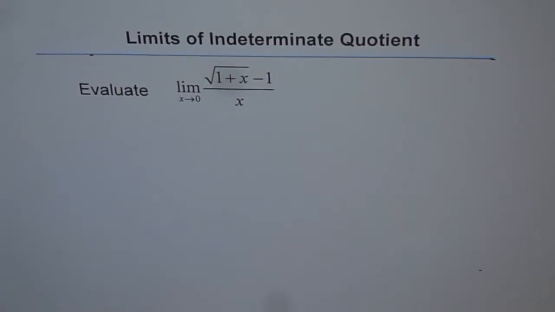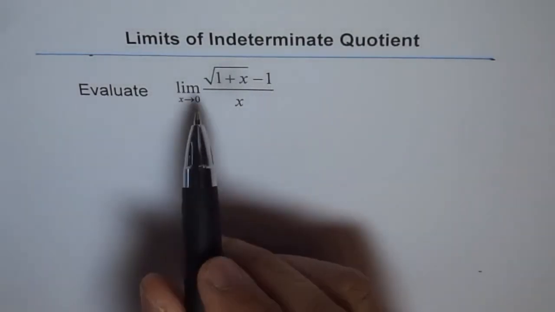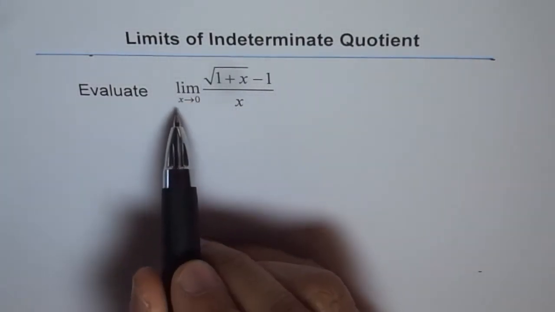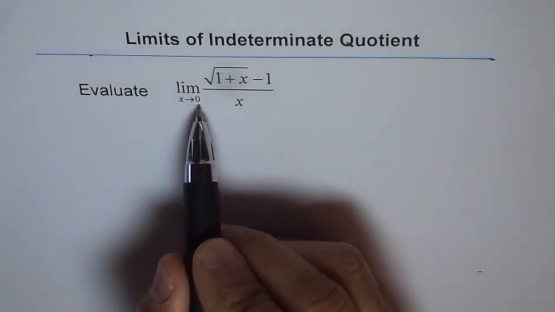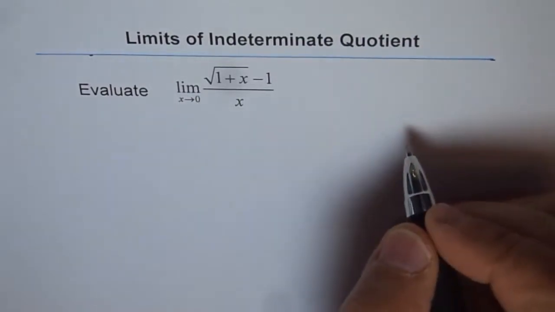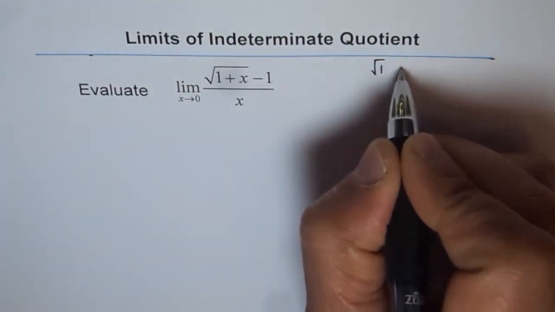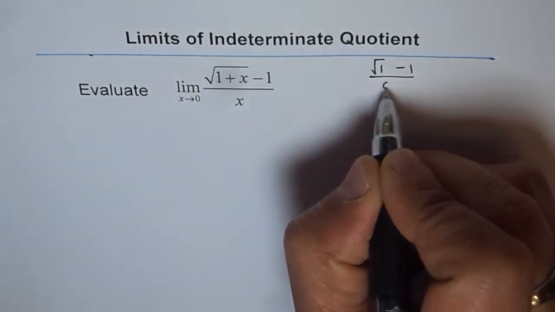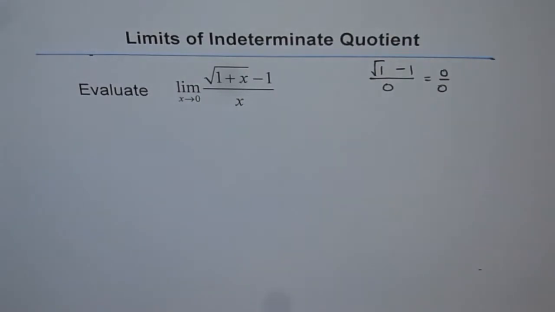Limits of indeterminate quotients. Evaluate the limit of (square root of 1 plus x, minus 1) divided by x, where x approaches 0. So let me substitute the limiting value 0 and see what we get. When I put 0 for x, I get square root of 1 minus 1 over 0, which is 0 over 0. So this is in fact an indeterminate quotient form.